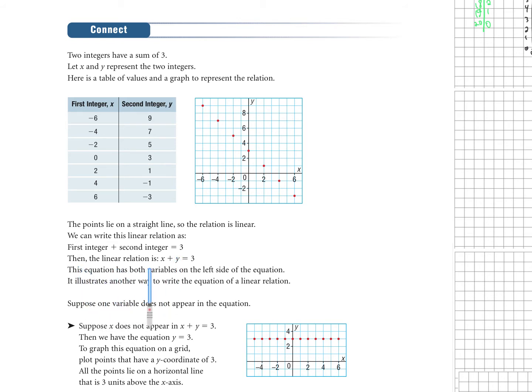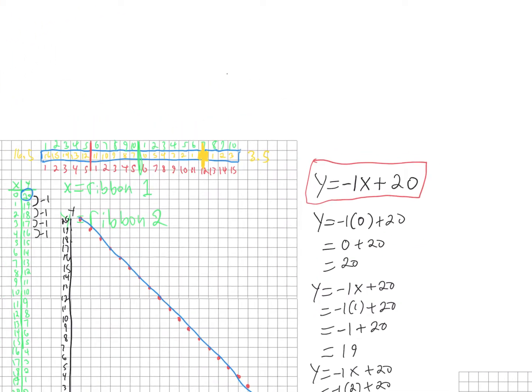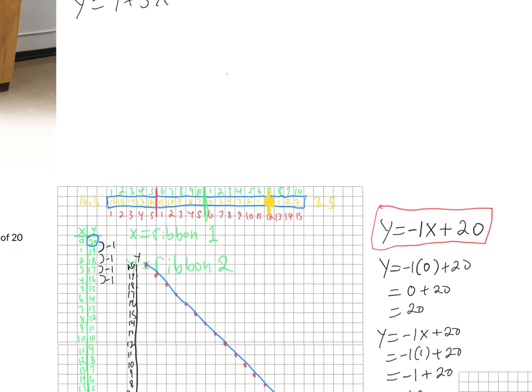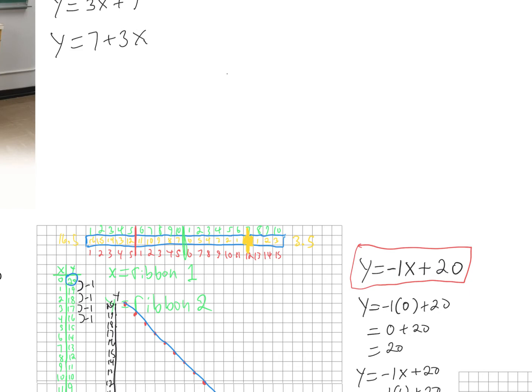Then the linear relation is x plus y equals 3. So this here is a new form of the equation. And if we were to take this same example that we have up here, where we have our equation, and we wanted to put this into the same process, we'll do a little quick algebra here. I know some of you aren't as familiar with this type of algebra, but I will show you as quickly as I can how we can turn this equation into the same format that they had below.